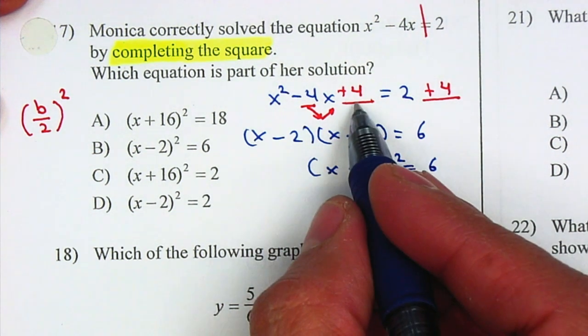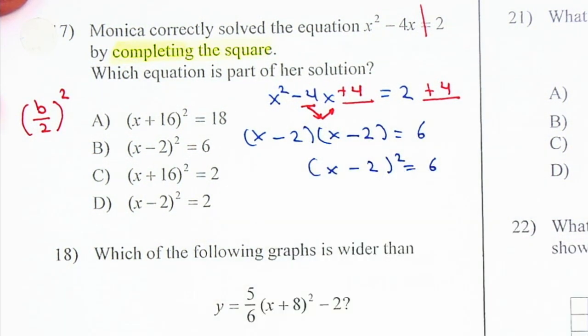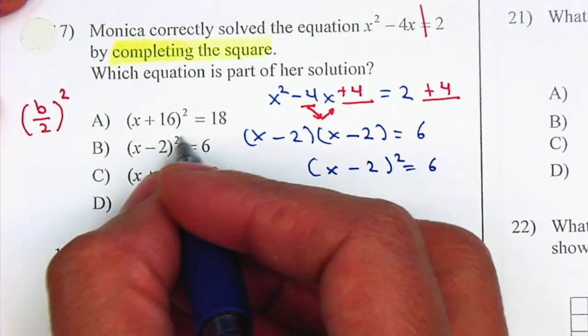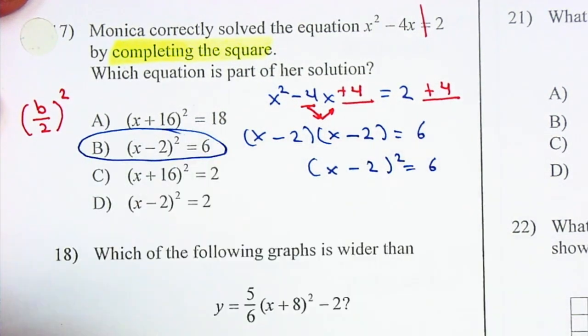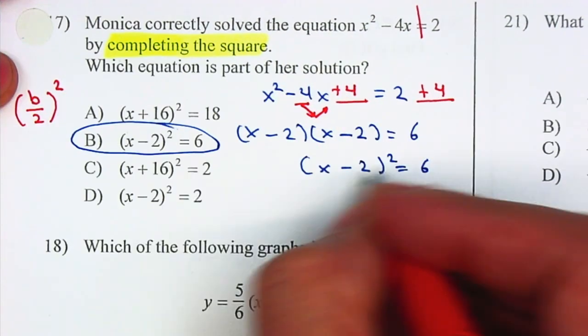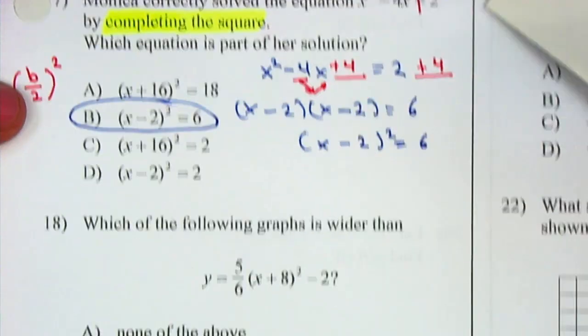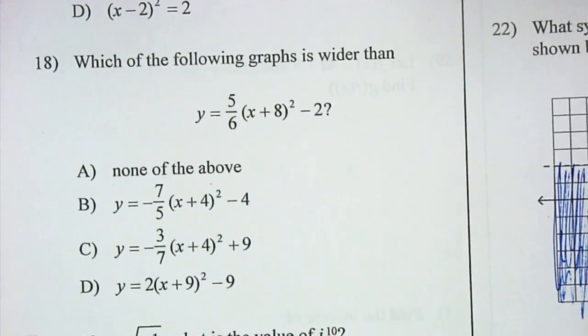So we added something in order to be able to have a square. Therefore, our answer in this case, it's already there, will be letter B. If we want to solve, we can just take the square root on both sides, then move the 2 to the right. Let's continue on problem number 18.